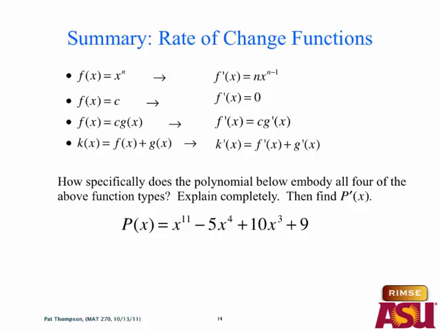And so what that means is we have to look at what is the overall structure of p. That's going to be the first rule that we apply. So what is the overall structure of p? Is it something to the n? Is it a constant? Is it a constant times a function, or is it the sum or difference of functions? Which one of those 4 is the overall structure of p? 1, 2, 3, or 4?